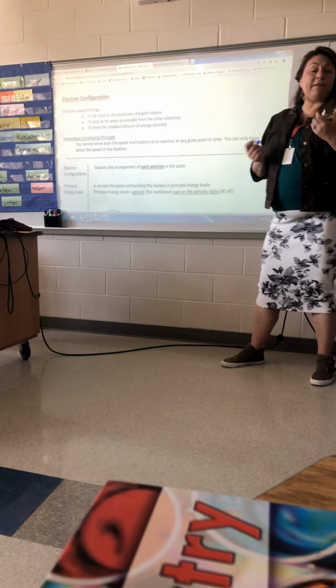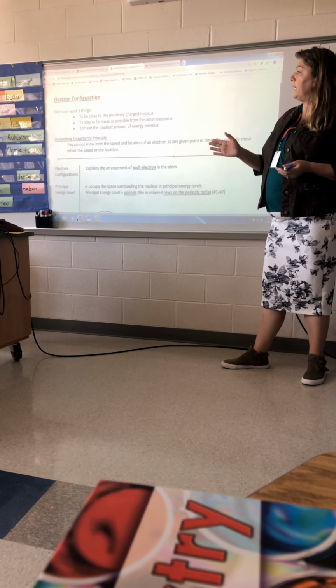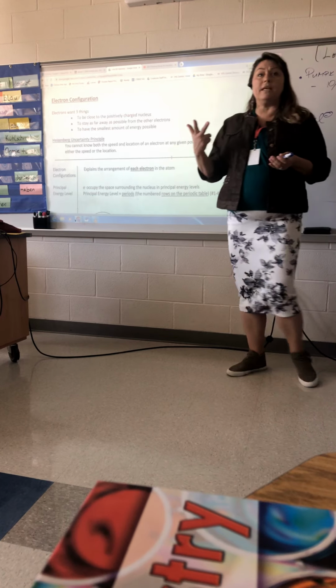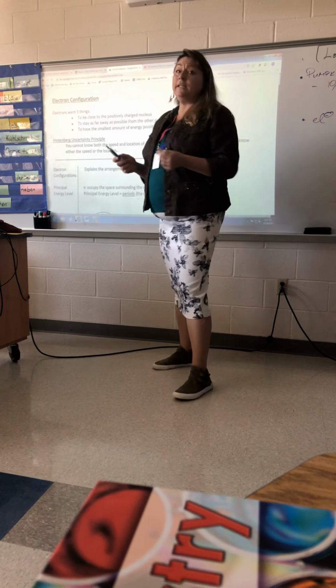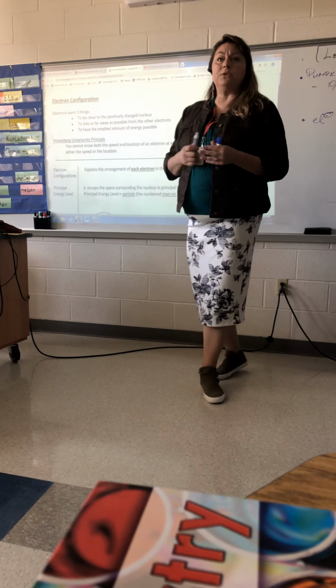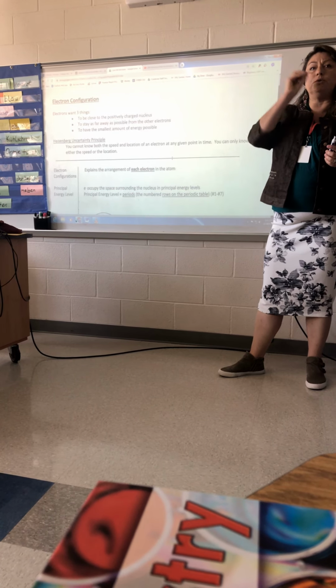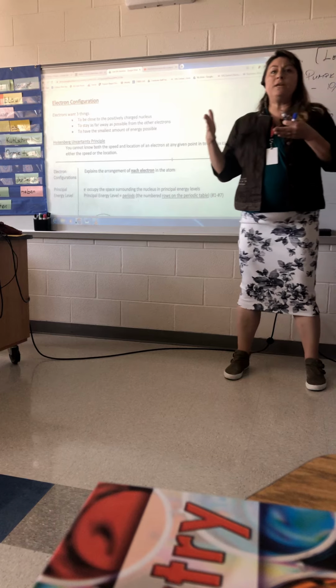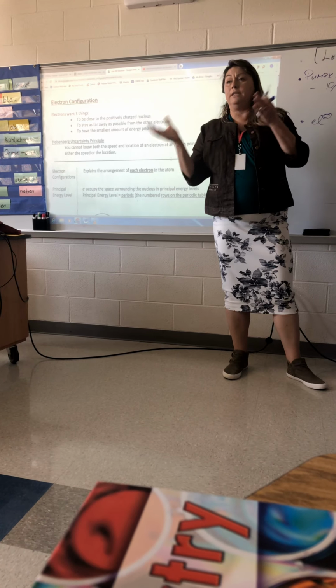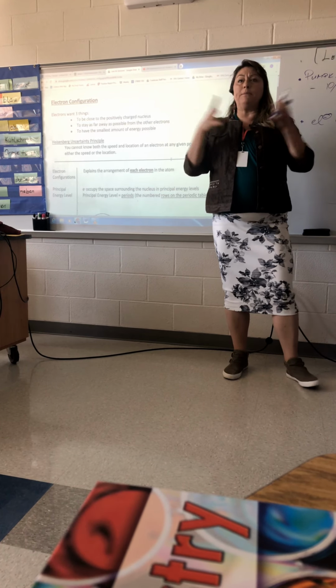Okay, students, so today we're discussing electron configuration. There are three things you need to consider. These are the three things that an electron wants to do. First of all, an electron wants to stay close to the positive nucleus. We know that the electron is negative, the nucleus is positive, so opposites attract.